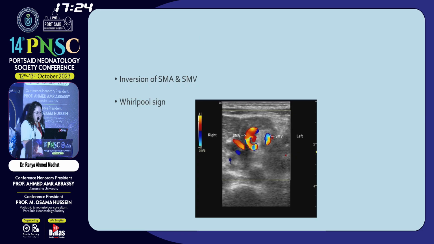If I have time, I can perform an ultrasonography. What I'm going to find in a case of malrotation is inversion of the relation of the superior mesenteric artery and vein. Normally, the vein is on the right, but in cases of malrotation, there is going to be inversion of this relation. In cases of volvulus, I might find a whirlpool sign, where the superior mesenteric vein and the root of the mesentery twist around the superior mesenteric artery.